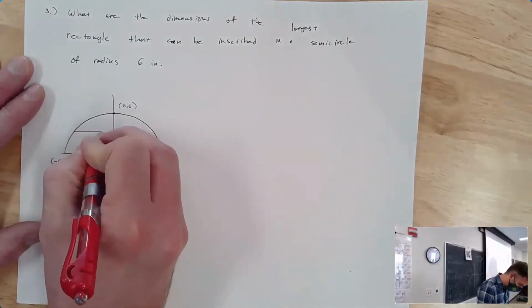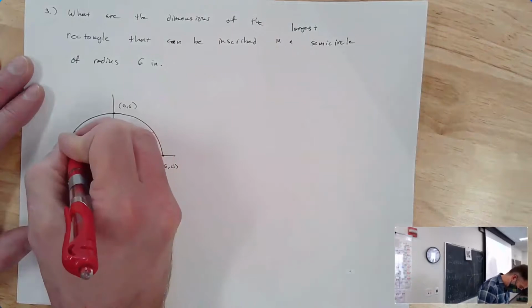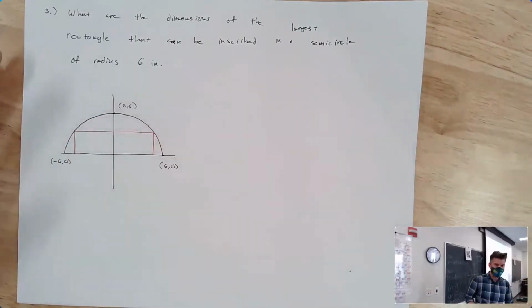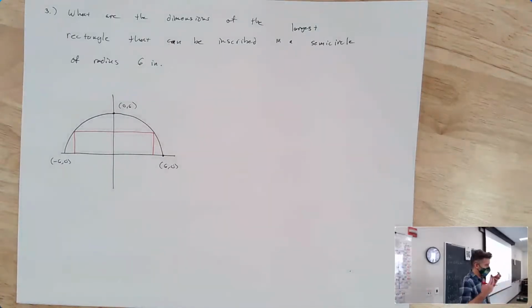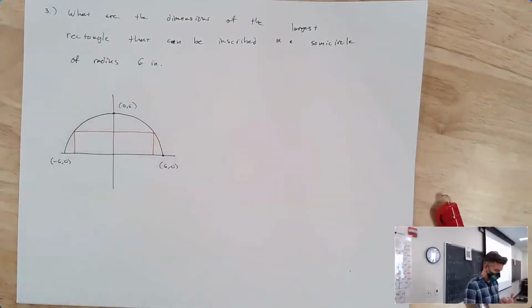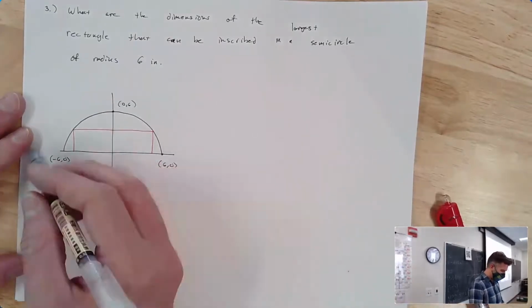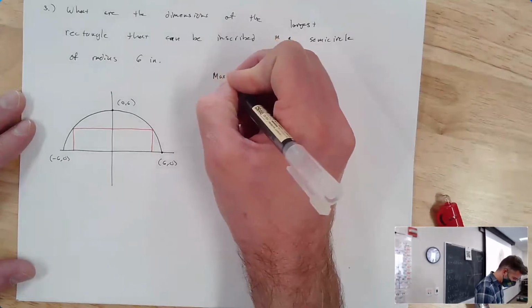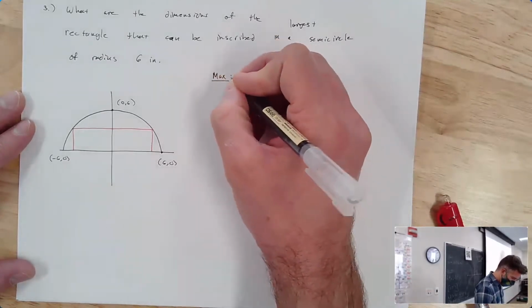And I definitely want the corners of the rectangle to touch the semicircle, because otherwise I'm not getting as much bang for my buck as I could, right? If I made it smaller than that, I could have made it larger. I want to find the area of this rectangle. I want to maximize the area of the rectangle.